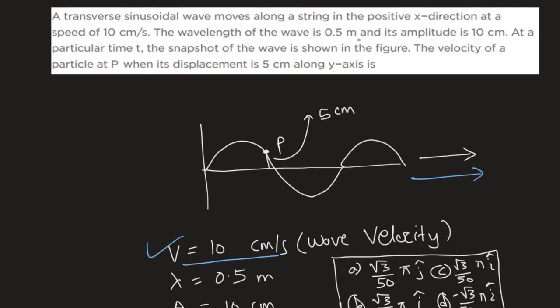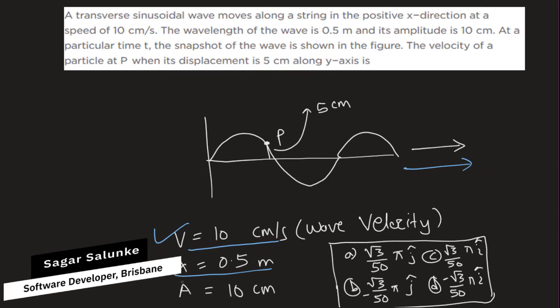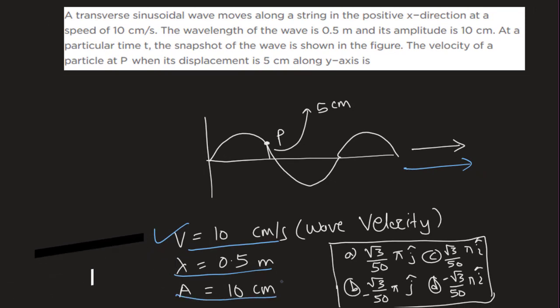Wavelength of the wave is given as 0.5 meter. Its amplitude is given as 10 centimeter. And at particular time t, the snapshot of the wave is shown in the figure. The velocity of the particle at P, when its displacement is 5 centimeter along y-axis is. So we have to find the velocity of this particle.